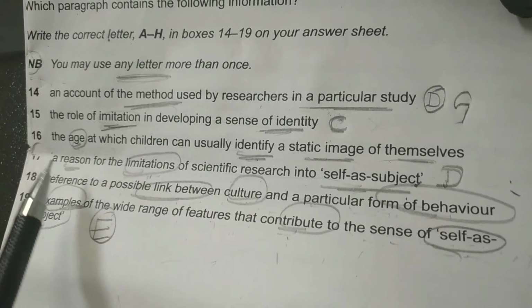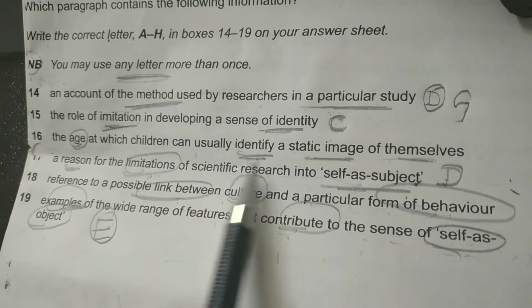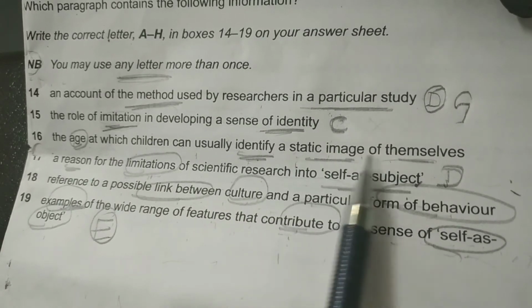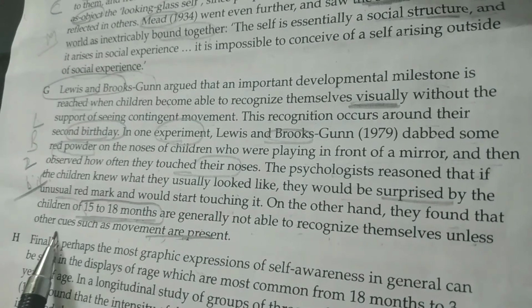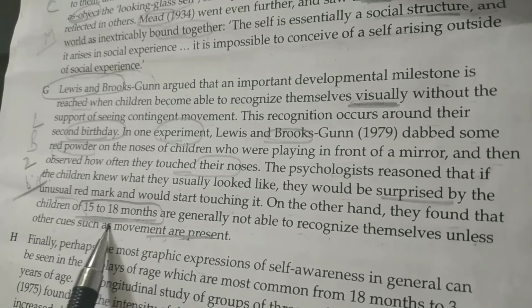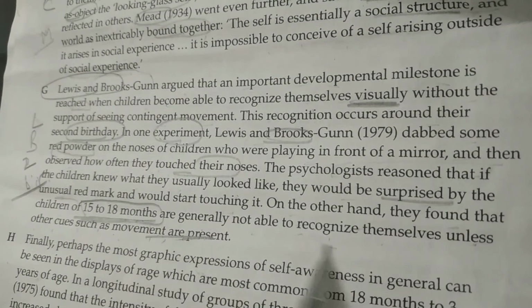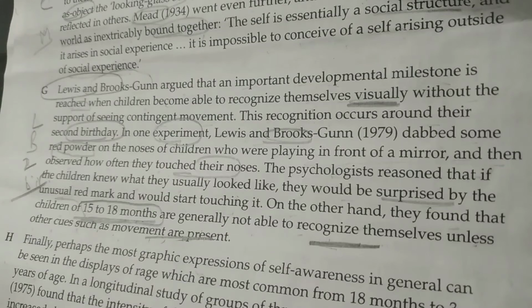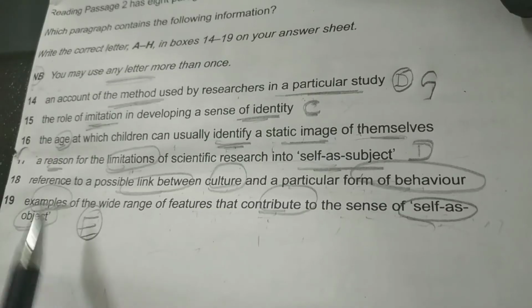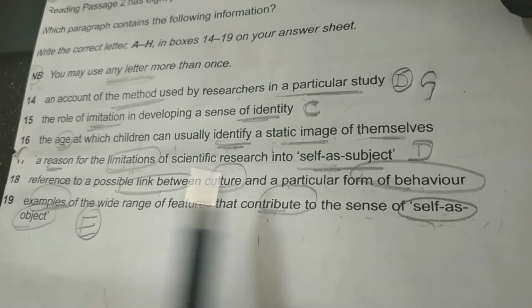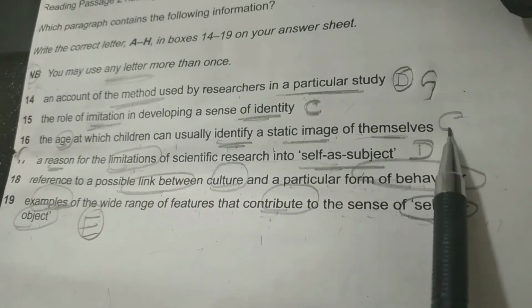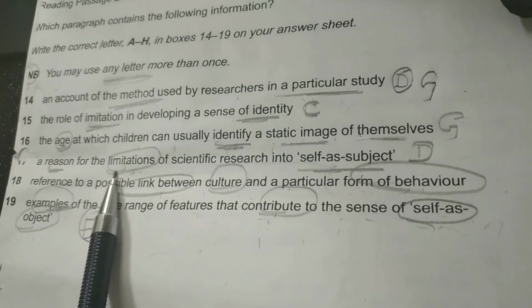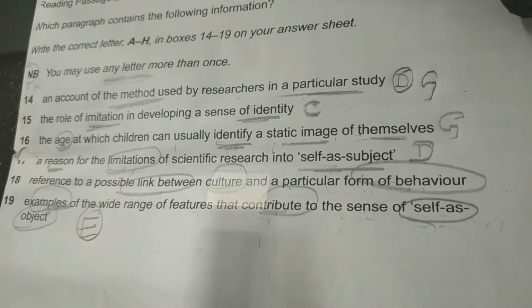Now the role of imitation is not mentioned. The age at which the children usually identify a static image of themselves: yes, here that age was also mentioned. Remember, children from 15 to 18 months generally recognize themselves, and by their second birthday, so the age is also mentioned in this paragraph, they start to identify themselves. So for question number 16, G can be the option. Next, limitations: no, there was no mention of limitations.